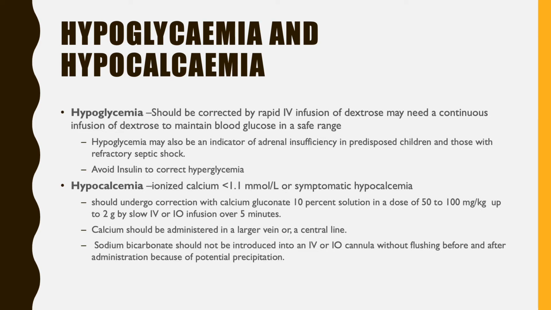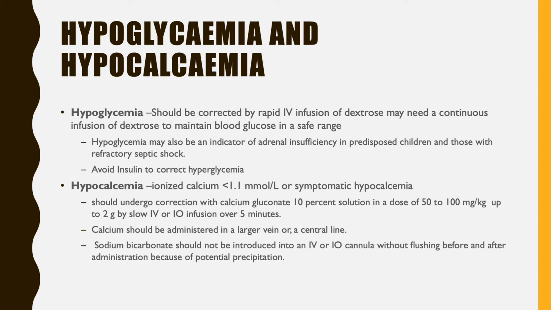All right, and then some other basic supportive things to check. We're going to be checking for hypoglycemia and hypocalcemia. Those who have hypoglycemia should be corrected with rapid IV infusions of dextrose. It may need a continuous dextrose infusion, and we need to be constantly checking to make sure the blood glucose is in a safe range. Also important to remember that patients who have signs of septic shock may have an increased risk of developing adrenal insufficiency, and being hypoglycemic may be one of the first signs of this. We can also allow permissive hyperglycemia in patients with sepsis, and we should be avoiding insulin in patients with sepsis.